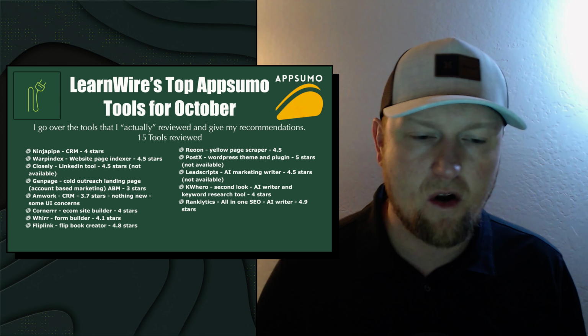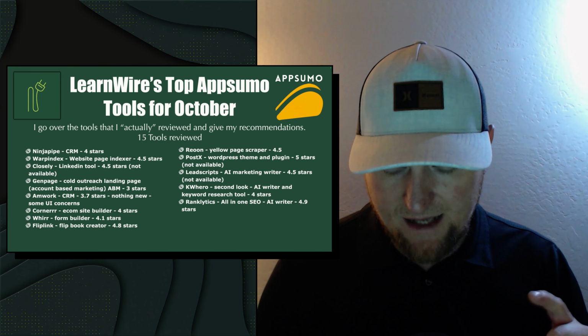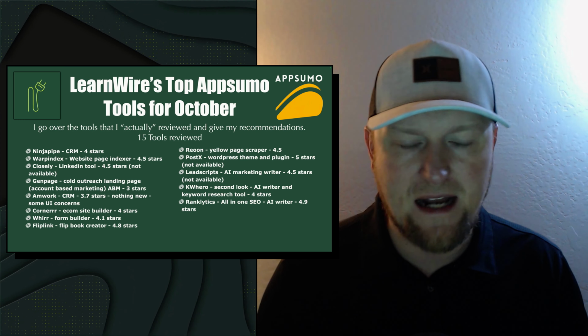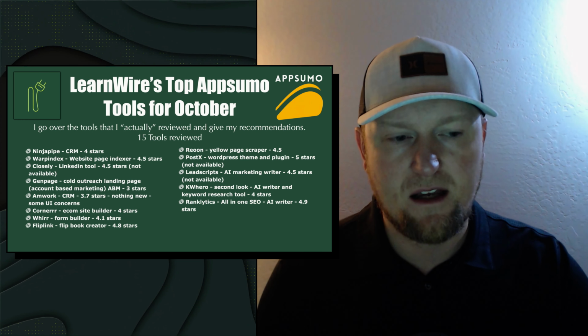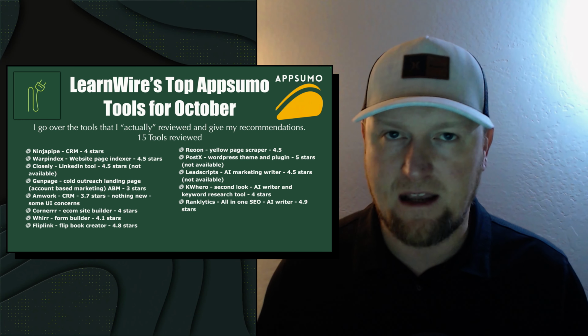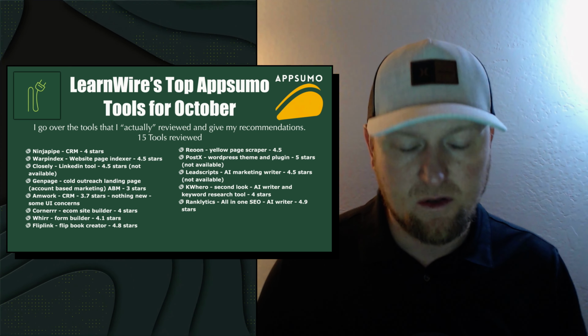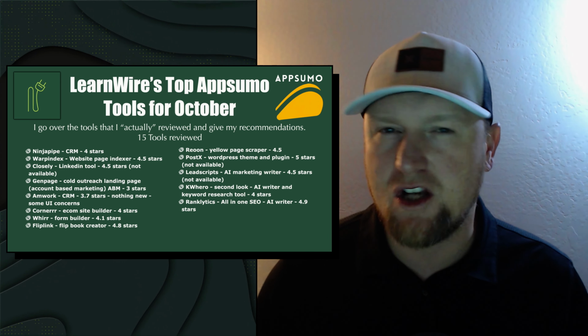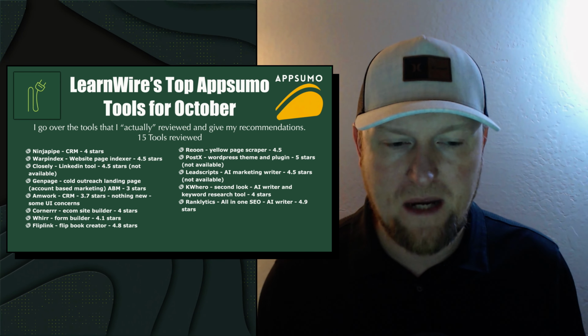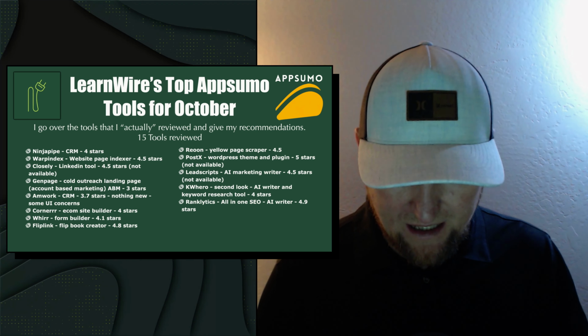So 4.9 stars, Ranklytics, it's an all-in-one. It has gap analysis, competitor analysis, keyword research. It's really great for rank tracking. They were generous with the rank tracking. And if you literally just bought Ranklytics just for rank tracking, I think it's already beating some of the other tools on price, but you're getting an AI writer.